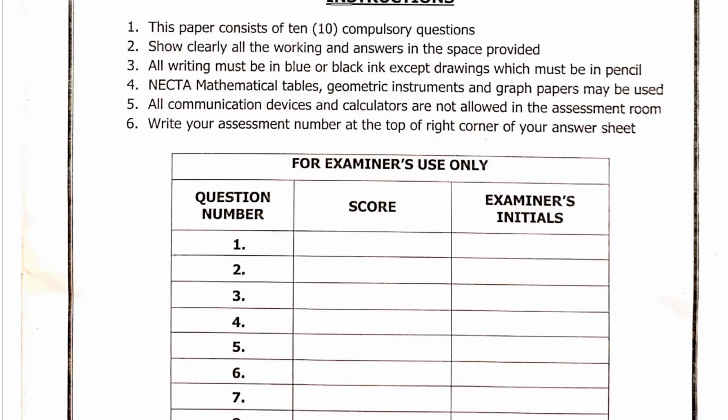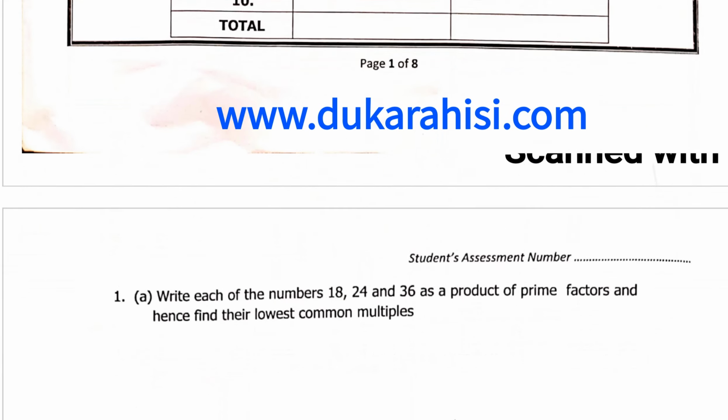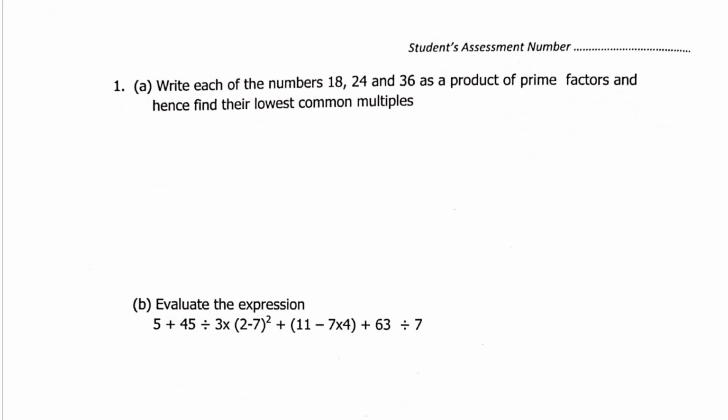All communication devices and calculators are not allowed in the examination room. And students were supposed to write their assessment number at the top right corner of their answer sheet. So we proceed directly to questions, and here is now question number 1.